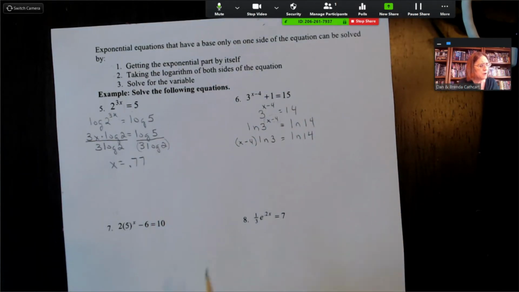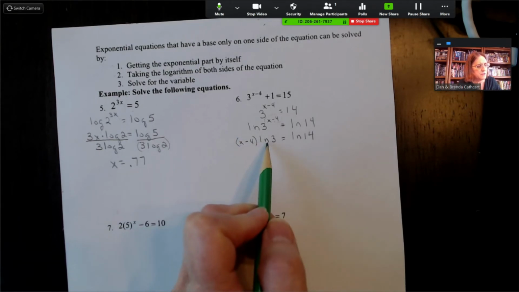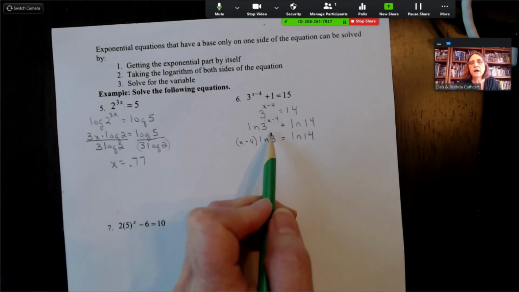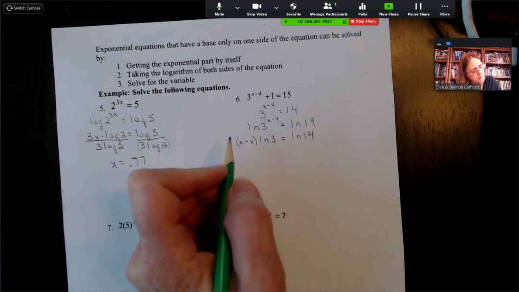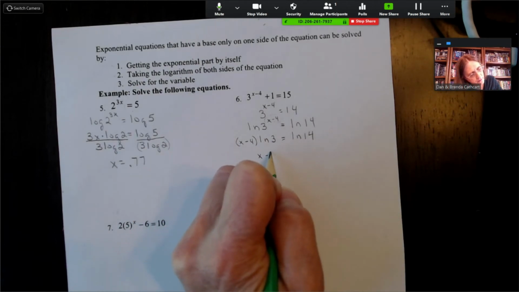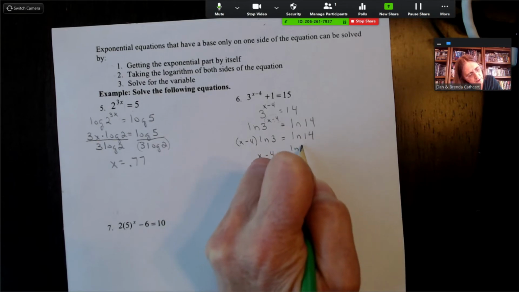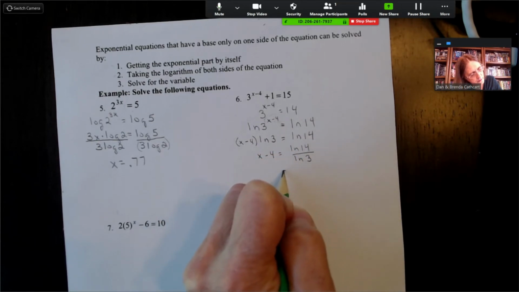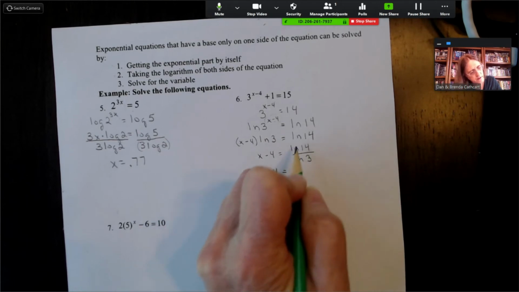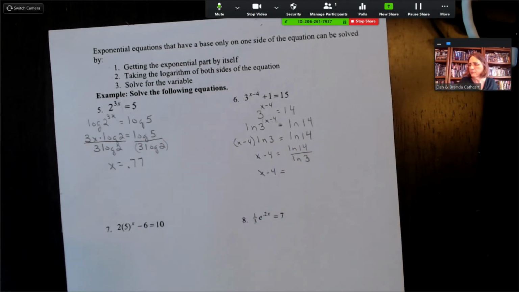To continue to solve that, I can get into the parentheses by undoing this natural log of 3. So I'm going to divide both sides by the natural log of 3. So I end up with x minus 4 equals the natural log of 14 divided by the natural log of 3. Let's go ahead then and calculate that value.